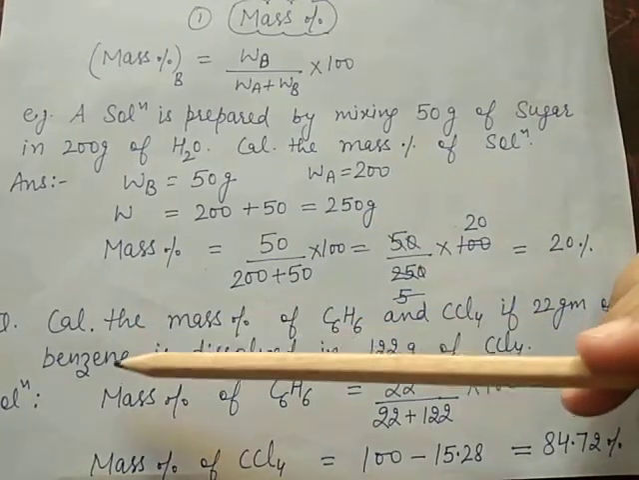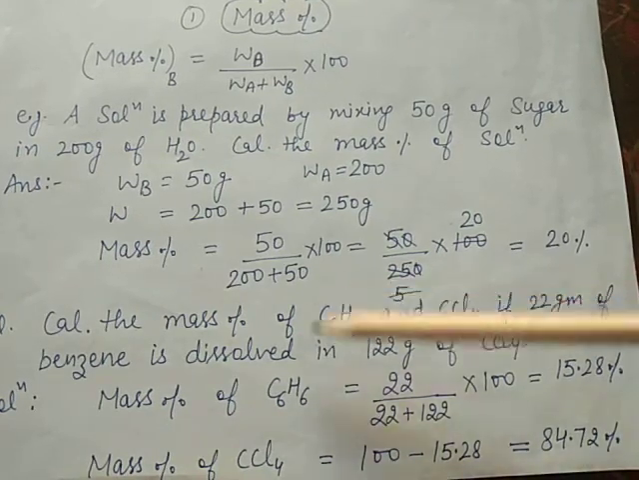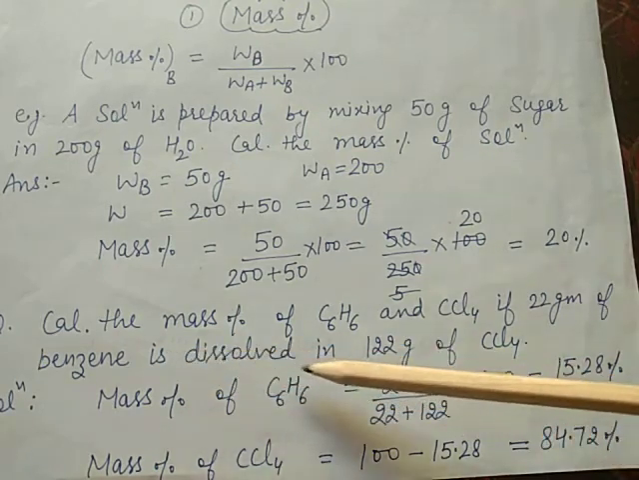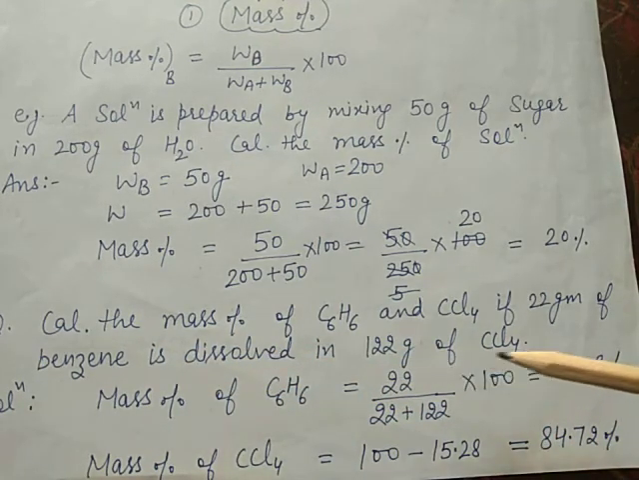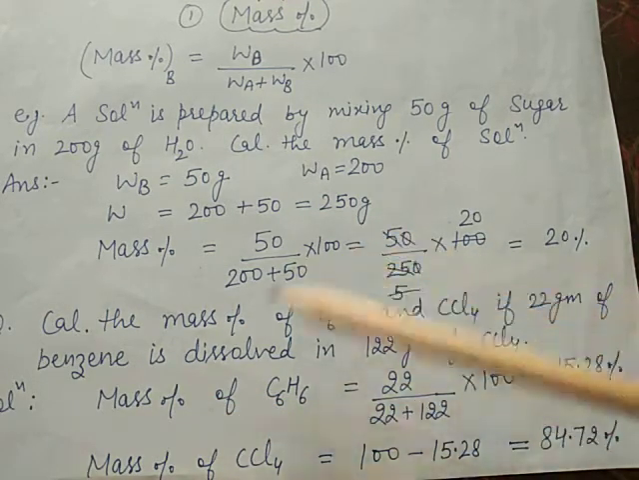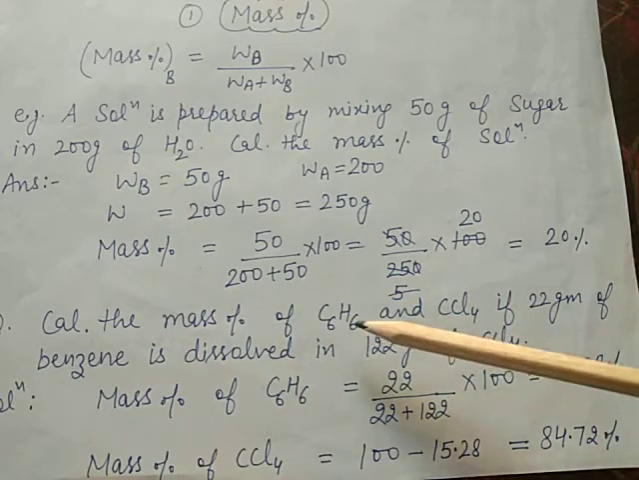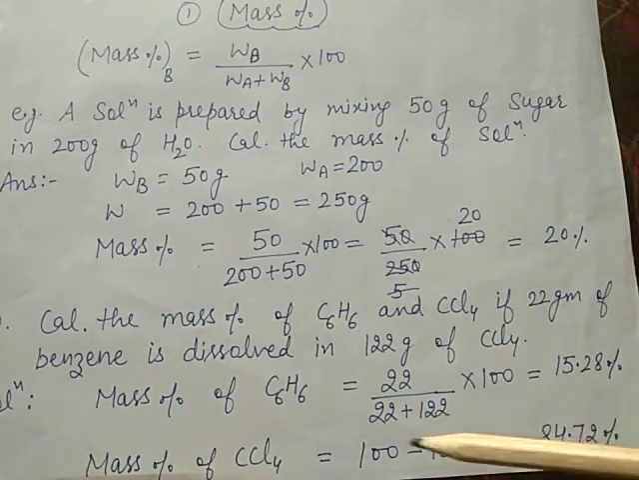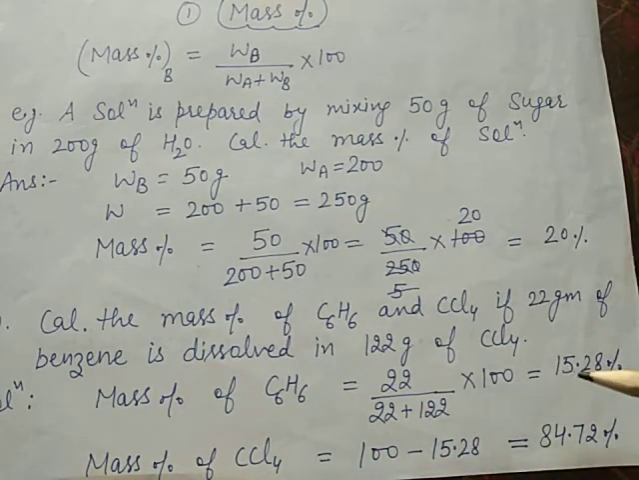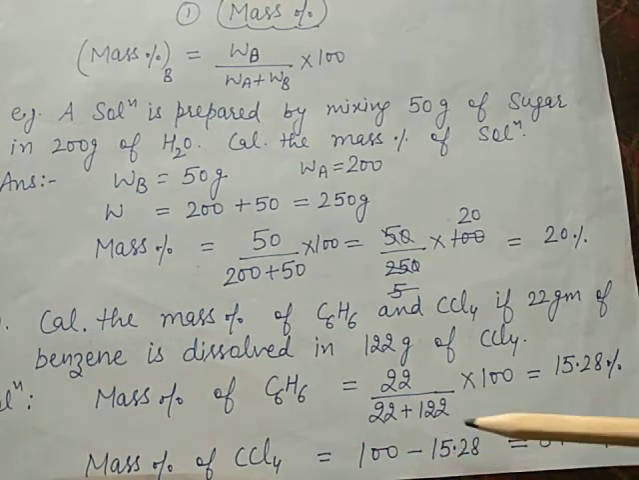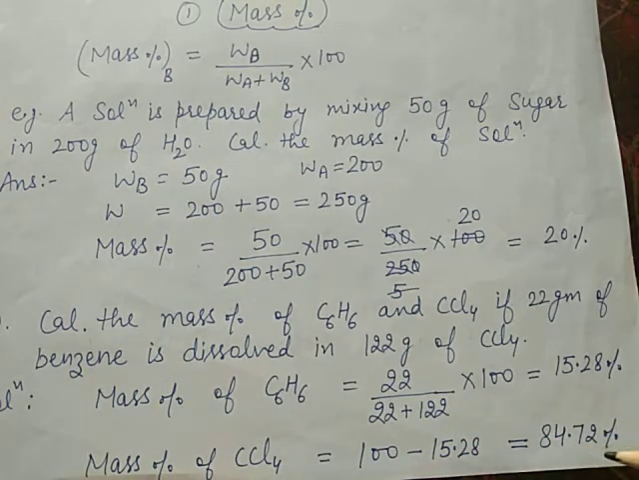Second numerical, calculate the mass percentage of benzene C6H6 and CCl4 if 22 gram of benzene is dissolved in 122 gram of CCl4. Mass percentage of C6H6 is equal to mass of benzene, that is 22 gram, divided by mass of solution 22 plus 122, multiply 100, that is 15.28%. Then how will you calculate the mass percentage of CCl4? 100 minus 15.28, that is 84.72%.